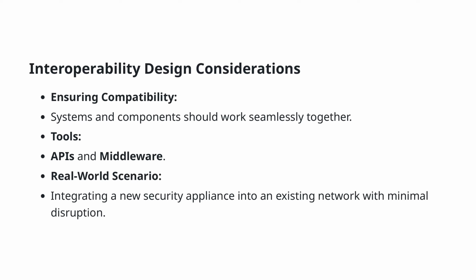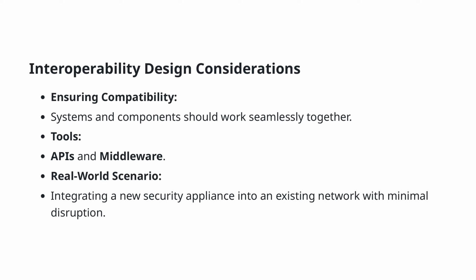In this slide, we will discuss interoperability design considerations. Ensuring compatibility between systems and components is crucial for seamless operation within your architecture. It's essential that all parts work together without conflicts, and this is where APIs and middleware come into play. APIs act as interfaces that allow different software applications to communicate with each other efficiently, while middleware serves as a bridge, enabling interaction and data exchange between disparate systems.